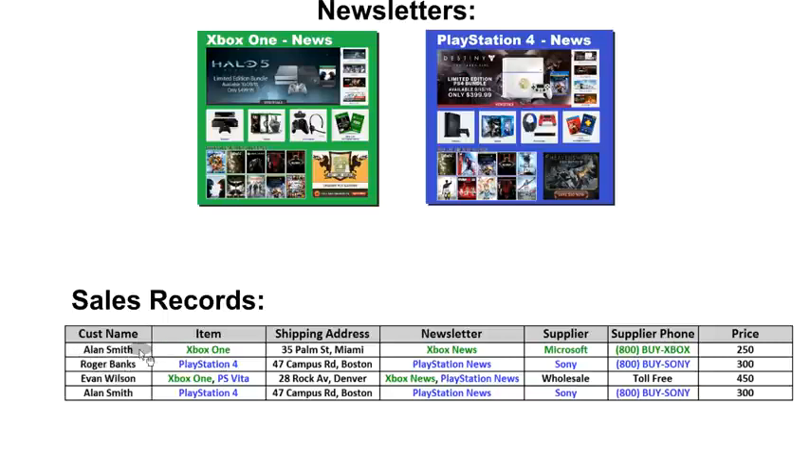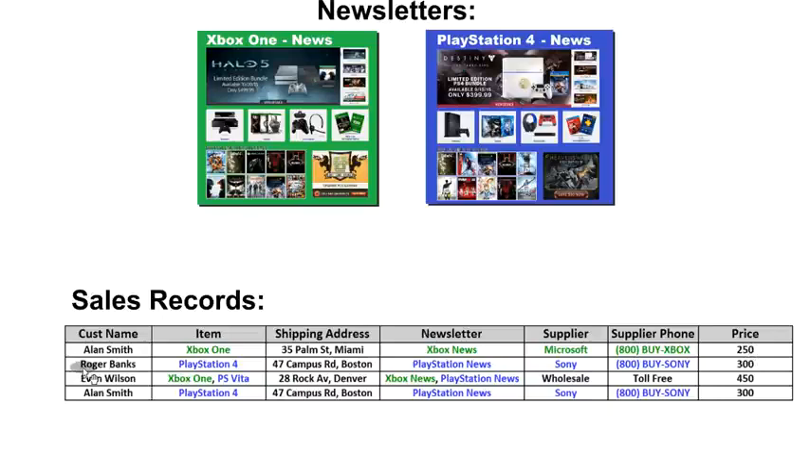These are just imaginary items. But anyway, there's somebody named Alan Smith. He bought an Xbox One. He lives in Miami. He subscribed for the Xbox newsletter. The supplier for the Xbox is Microsoft, and their phone number is 1-800-BUY-XBOX, and the price was $250.